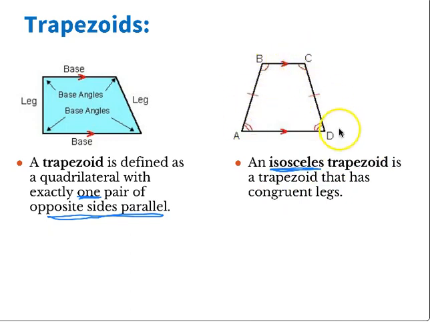So an isosceles trapezoid is different than just a plain old trapezoid because it has to have 2 legs that are congruent, where a normal trapezoid does not have to have any legs that are congruent. Remember, that tick right here lets us know that this leg and this leg are congruent. This arrow and this arrow let us know that these 2 sides are parallel. So it's got a set of parallel sides, which makes it a trapezoid, and then more specifically, it has a set of legs that are congruent, which makes it an isosceles trapezoid.